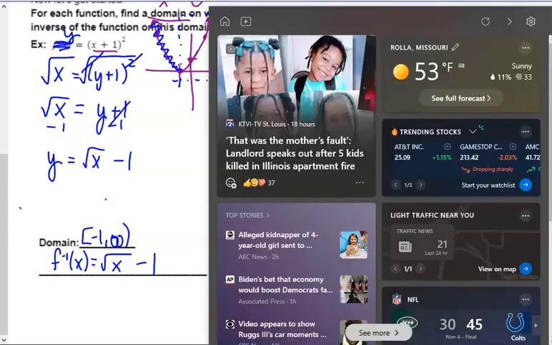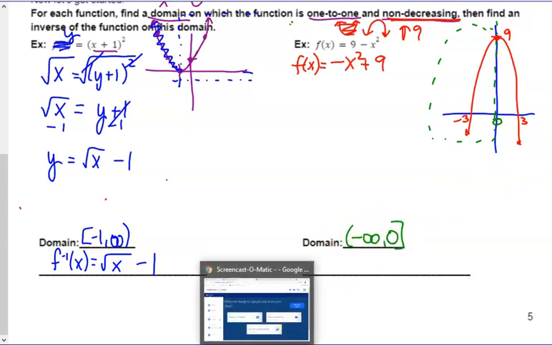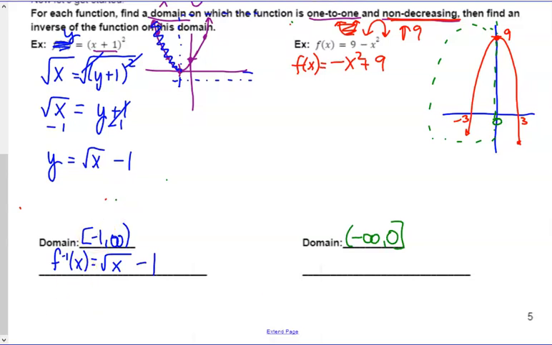Okay, now that domain means that I'm coming from the negatives, and I stop at x equaling 0. So the domain would be negative infinity to 0, and I can include that 0 because I am non-decreasing at that point. All right, let's now do our operating to find the inverse. So we're going to, number 1, take away the f of x and make it y. Then we're going to interchange the x and y. So that becomes x equals negative y squared plus 9.